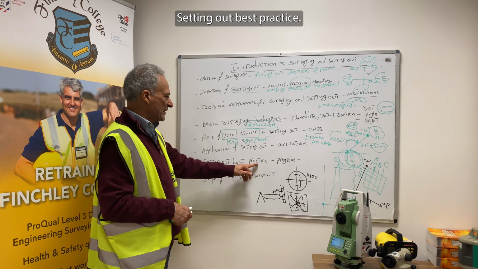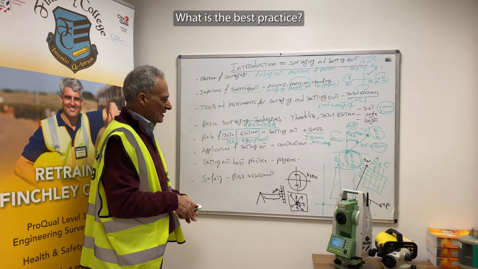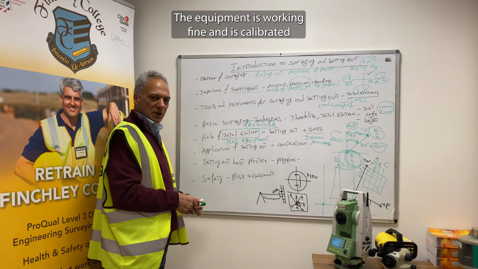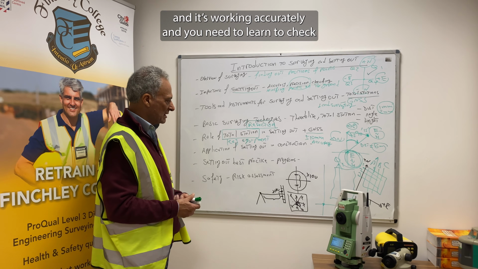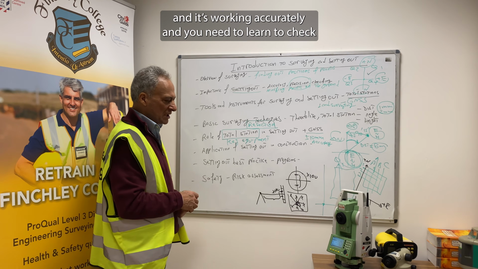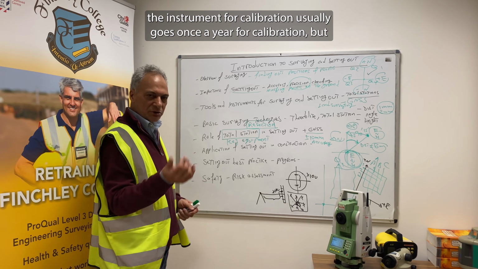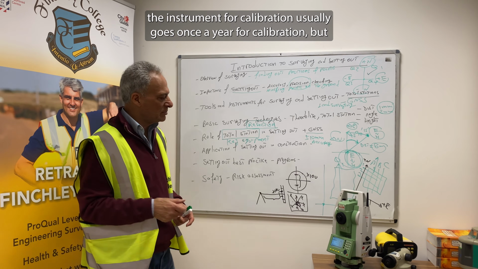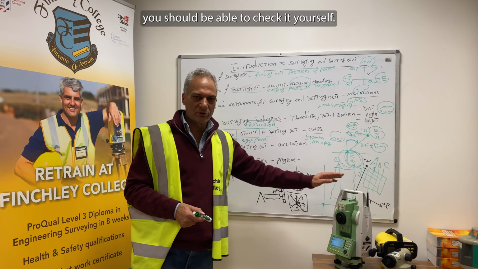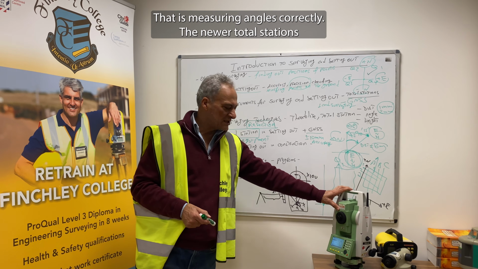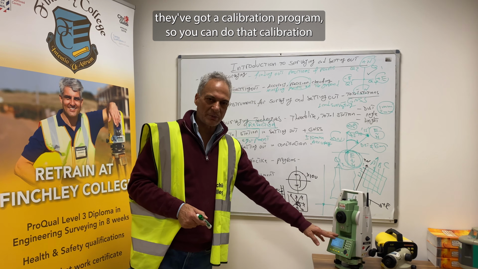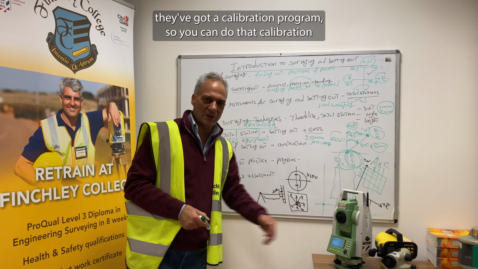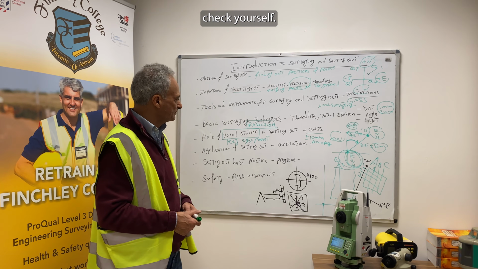Setting out best practice. What is the best practice? The best practice is to make sure the equipment is working fine, is calibrated, and is working accurately, and you need to learn to check the instrument for calibration. It usually goes once a year for calibration, but you should be able to check it yourself. That is measuring the angles. The newer total stations have a calibration program, so you can do that calibration check yourself.